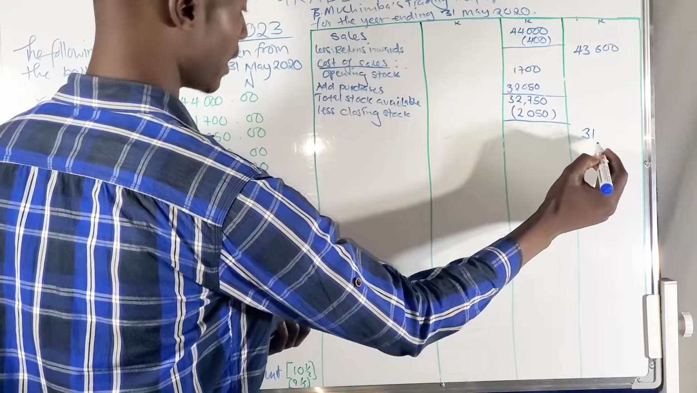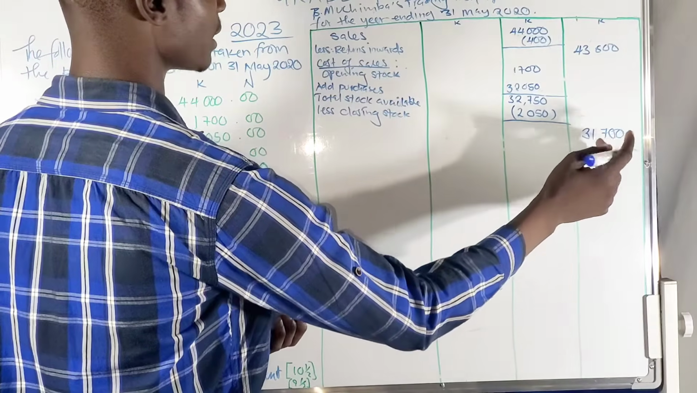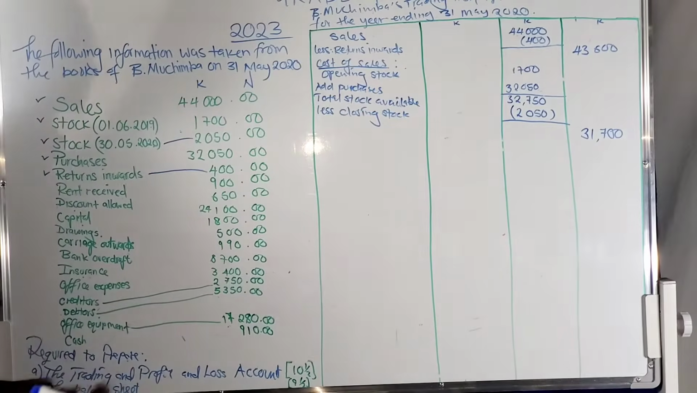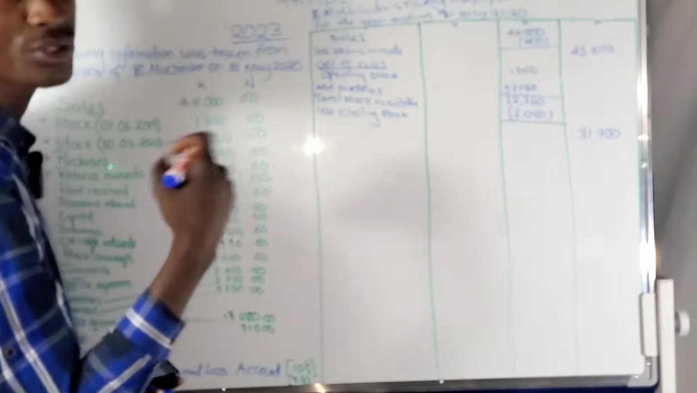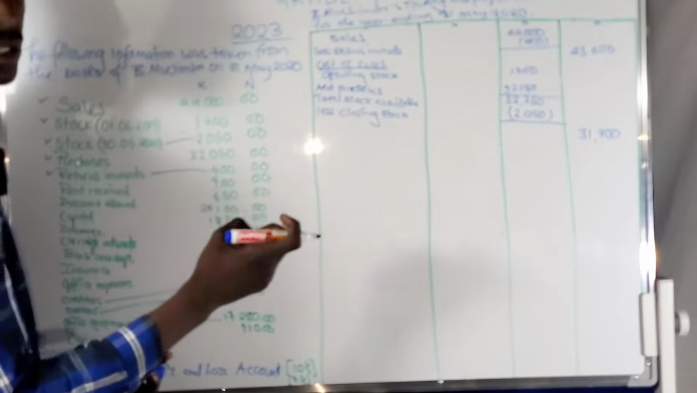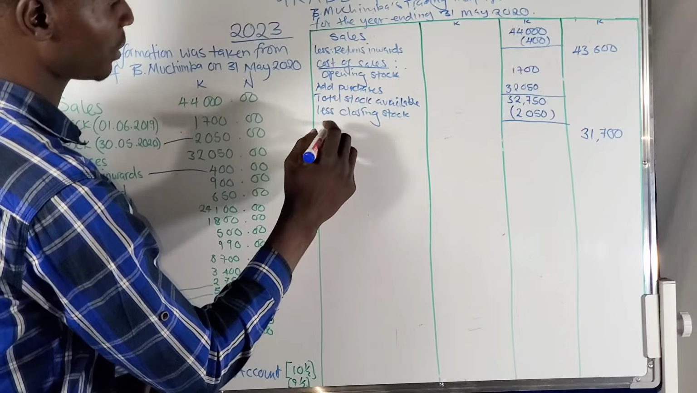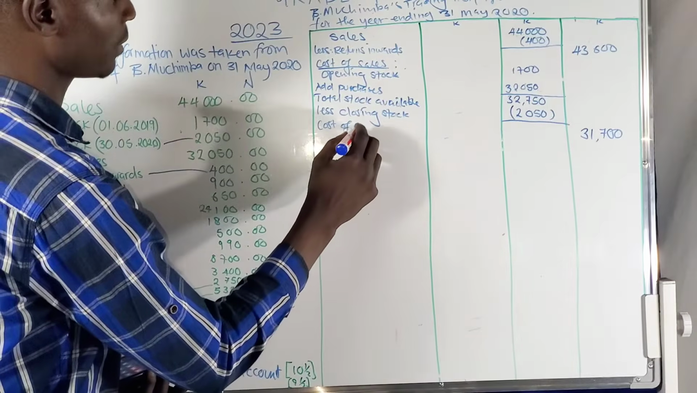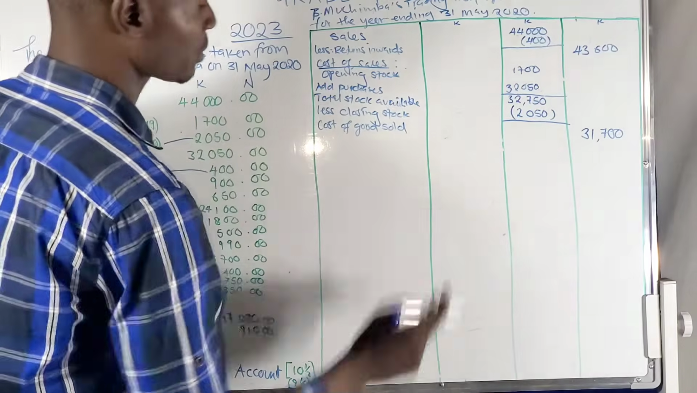So this one you put at the far end there, 31,700. Take note that this amount is called total stock available. Then that one is cost of goods sold after subtracting the closing stock. So we're going to have cost of goods sold. That is the cost of goods sold.